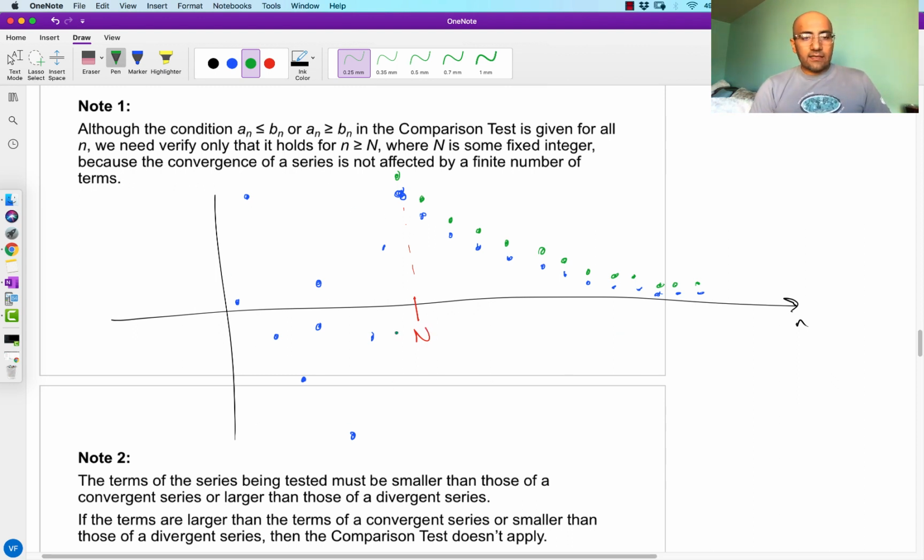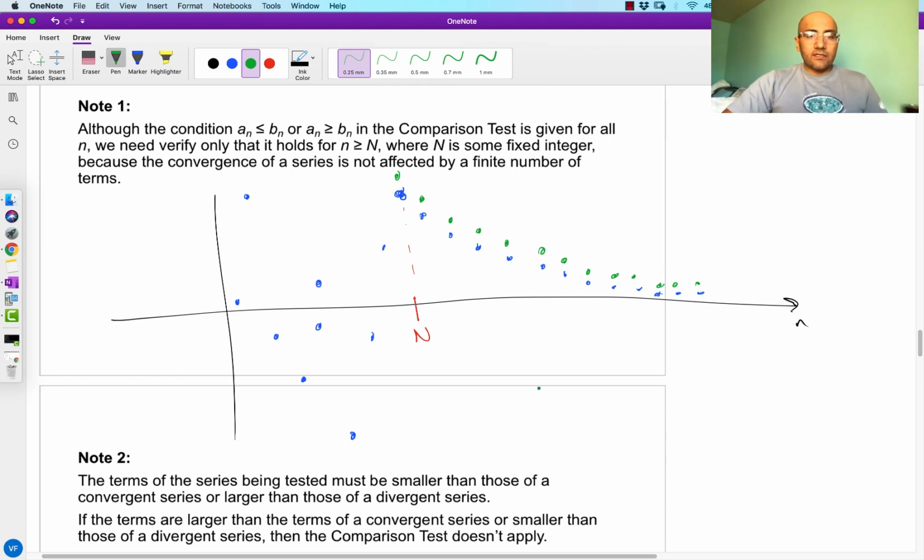Even though the blue one initially has a bunch of crazy values over here, it doesn't matter. We can just add them up. They're finite, right? There's only capital N of them. This might add up to some huge number. These might add up to a negative number. It doesn't matter. They'll add up to something. They don't add up to infinity. They don't grow infinitely. They're finite. They're countable. So it's really just what happens at the tail end that matters.